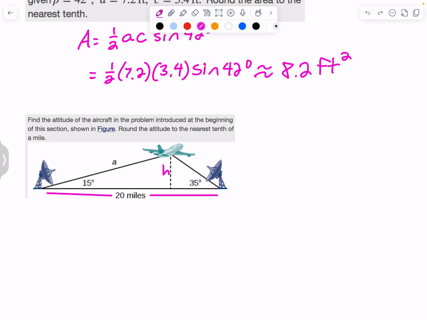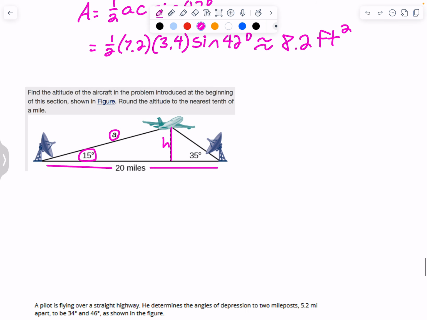Right now, I see that I have 15 degrees. I can't use the law of sines directly to find h. But if I had A, then I could just use the right triangle, right? Because I don't need this for that. I would just use a sine. But the problem is I don't have A. So that's what we're after.